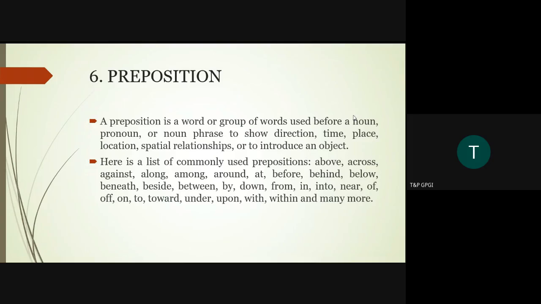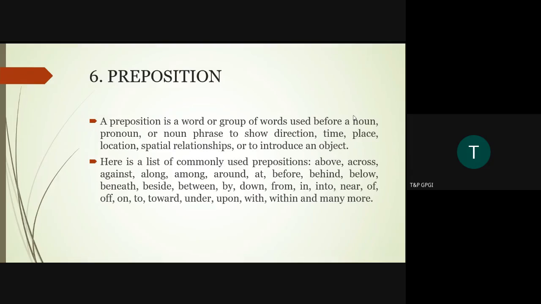So simply, a preposition is a word or group of words used before a noun or pronoun. The word that we use before a noun or a pronoun is called a preposition. But what do prepositions do? A preposition shows a direction, time, space, or location, or a relationship to an object, or it introduces the object. It introduces the noun. Okay.